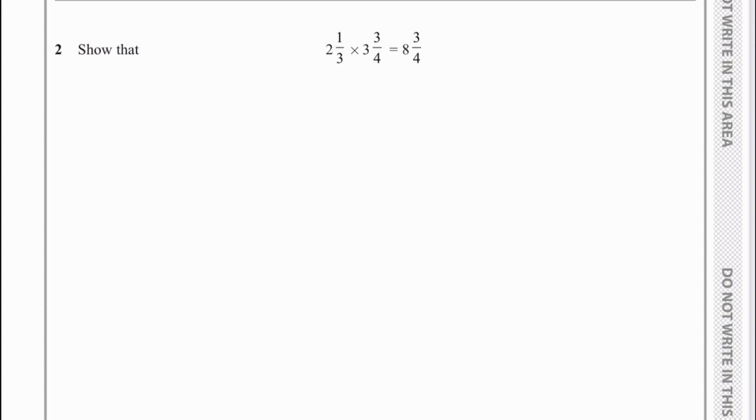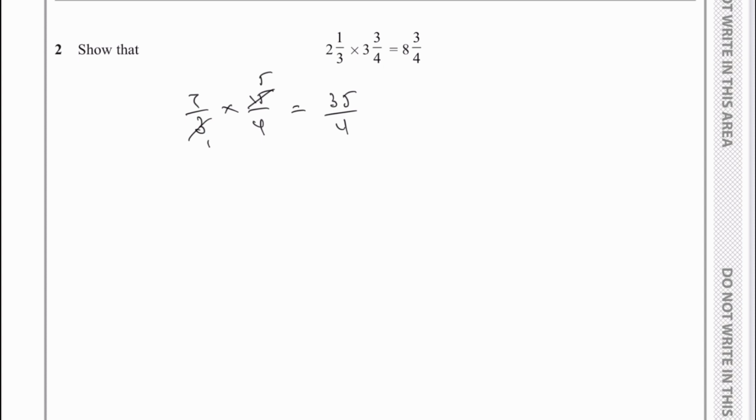Okay, let's move on then to question number 2, which is fairly standard multiplication of mixed numbers. So what I'm going to do is convert them to improper fractions, and that's going to be 7 over 3 multiplied by 15 over 4. Now I could, if I wanted to, multiply 7 by 15 and then 3 by 4. In this particular case, what I've spotted is the 3 and the 15 I can actually reduce by dividing through by 3, so that just makes my calculation a little bit easier.